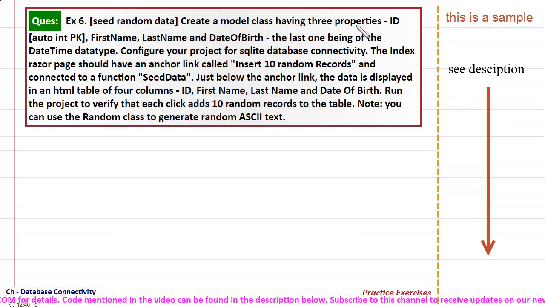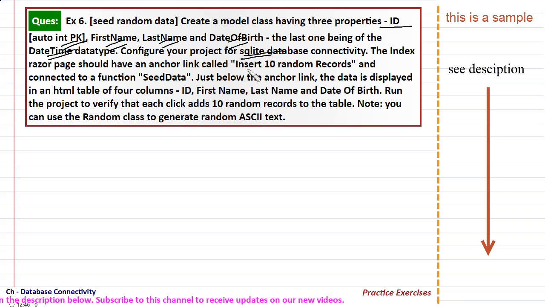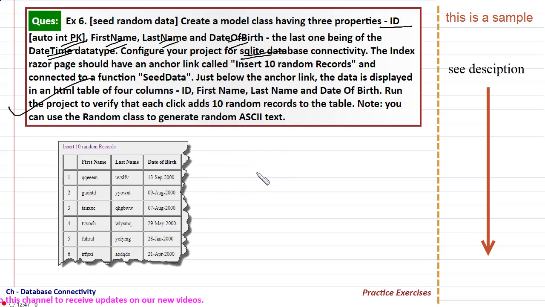Create a model class having three properties: ID, an auto-int primary key, first name, last name, and date of birth, the last one being of the datetime data type. So we have to configure the project for SQLite database connectivity, and then there are certain more things that you can read. Basically, this is what we want.